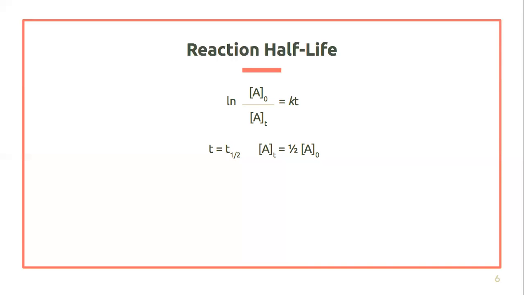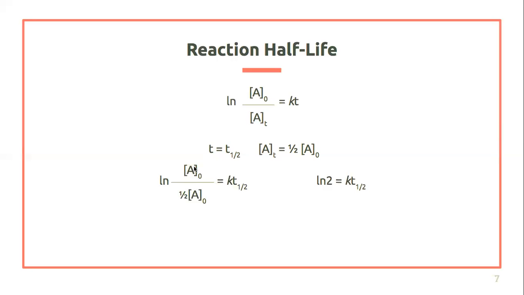It's going to be half the concentration, half the value of the concentration of A at time 0. So when we think about that information and we plug all of that back into our initial integrated rate law equation, it's going to look something like this. We've got the natural log of the initial concentration of A divided by 1/2 the initial concentration of A, equal to the rate constant times t.